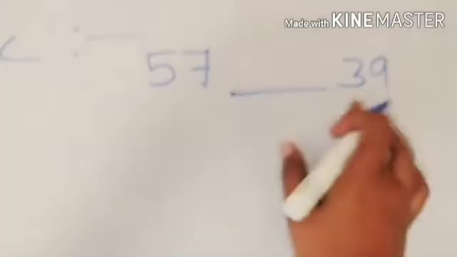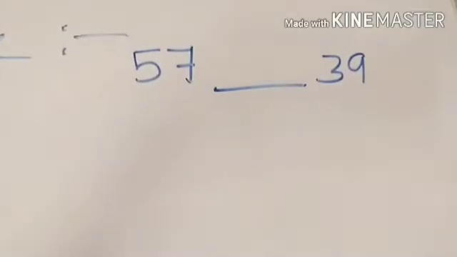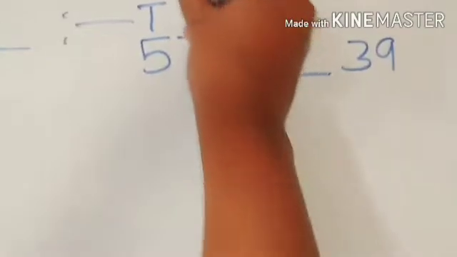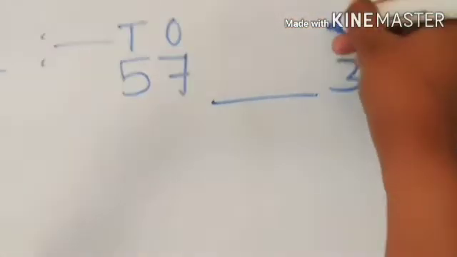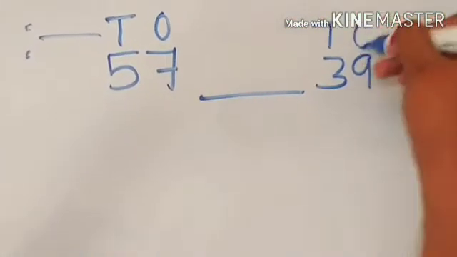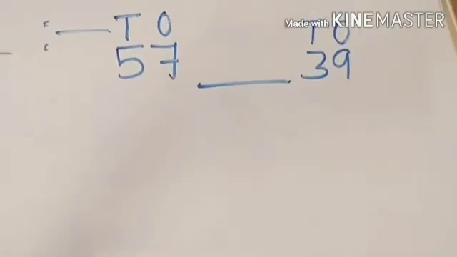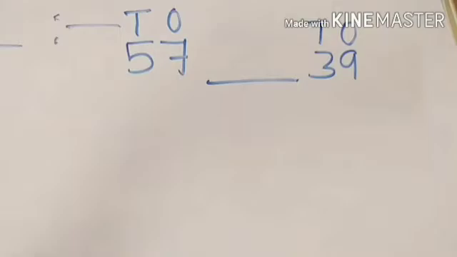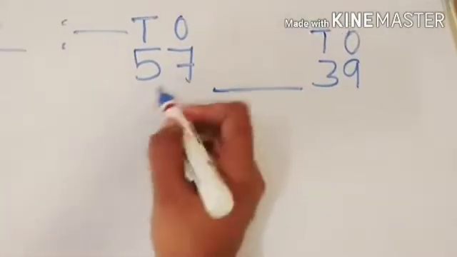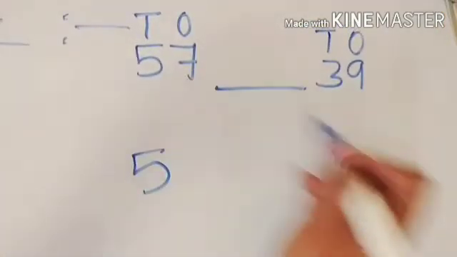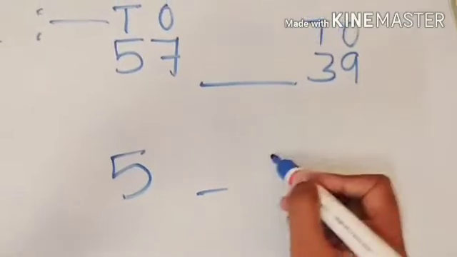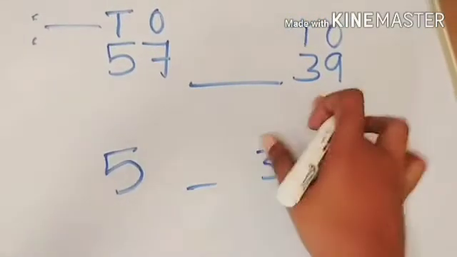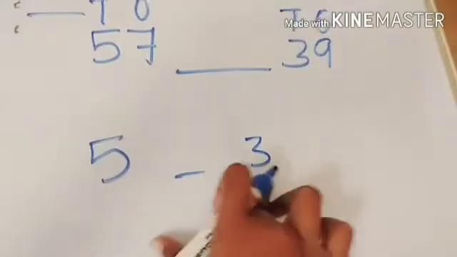Students, here is one more example for you. Again we have taken two-digit numbers. So 5 is in tens place, 7 is in ones place, 3 is in tens place and 9 is in ones place. Now see the numbers at tens place. Here 5 is in tens place and here 3 is in tens place.